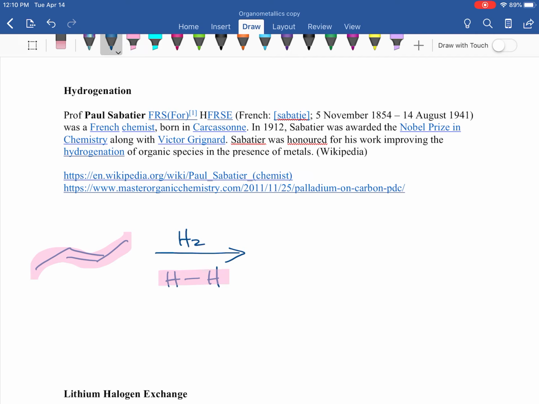So what he discovered in 1912 was if you put in a metal, specifically palladium, holy cow, you got this amazing reduction reaction where you added those hydrogens to that alkene. Now this we're going to see in OChem 1. This is part of our reductions, and we'll see this in OChem 2 as well. This is how you reduce a double bond. It would not happen if you didn't have that palladium catalyst.